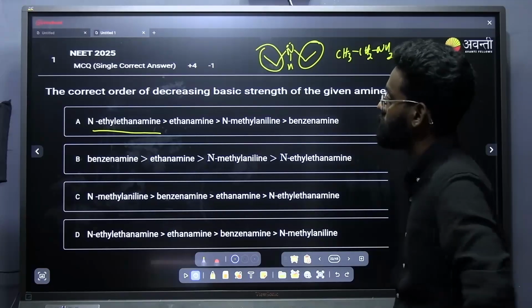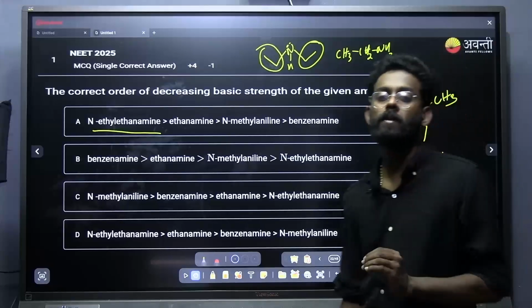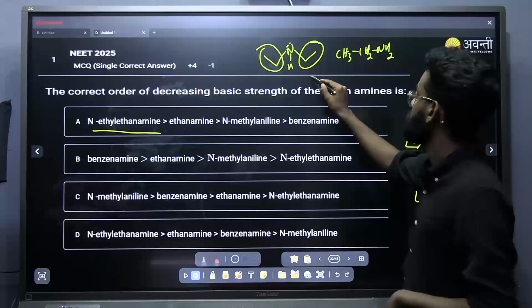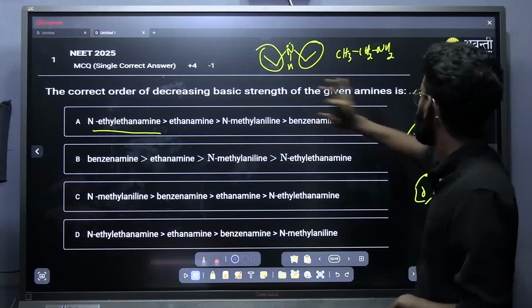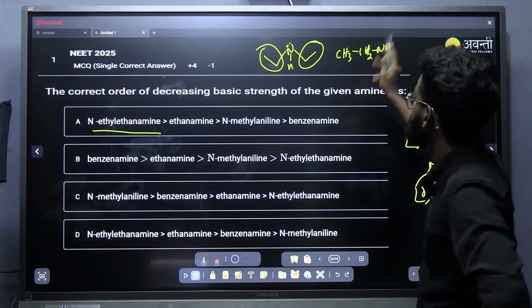Now among these, which is more basic? Already we have discussed that aliphatic amines are more basic compared to aromatic amines. So the first one and second one will be more basic compared to the third one and fourth one. Now among the first one and second one, which is more basic?